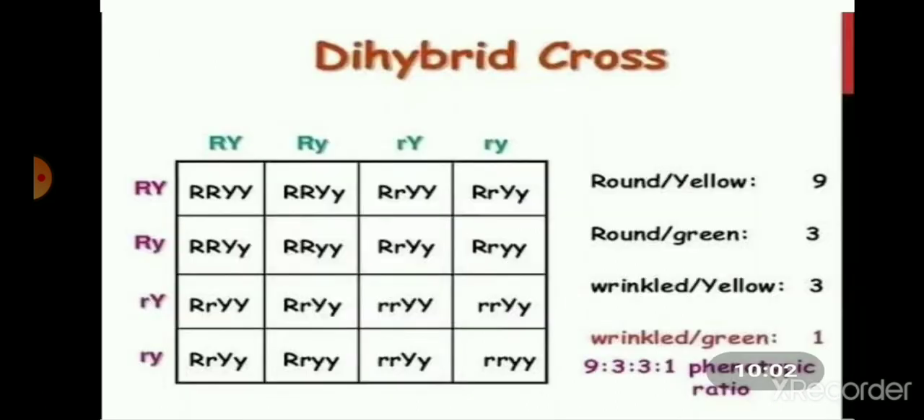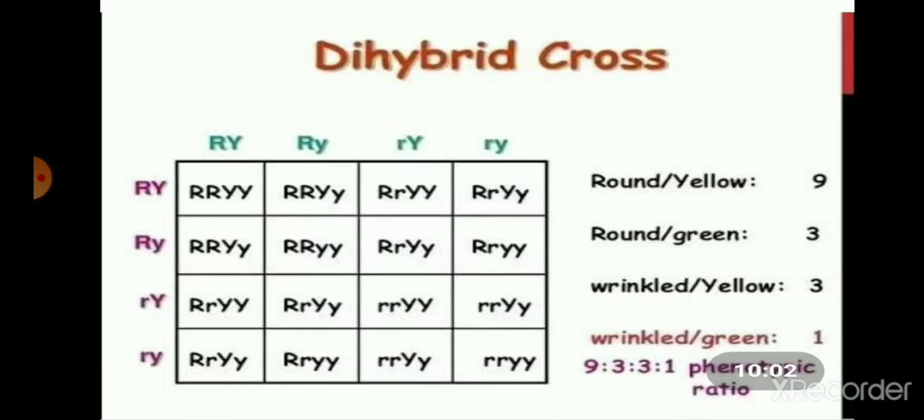So this is the dihybrid cross, in which you can see the gametes we put forward. In a dihybrid cross we cross two characters of one plant: round shape and yellow color of the pea plant with wrinkled shape and green color. We got the result: 9 are round and yellow, 3 are round green, 3 are wrinkled and yellow, and 1 is wrinkled and green. That is the 9 to 3 to 3 to 1 phenotypic ratio.